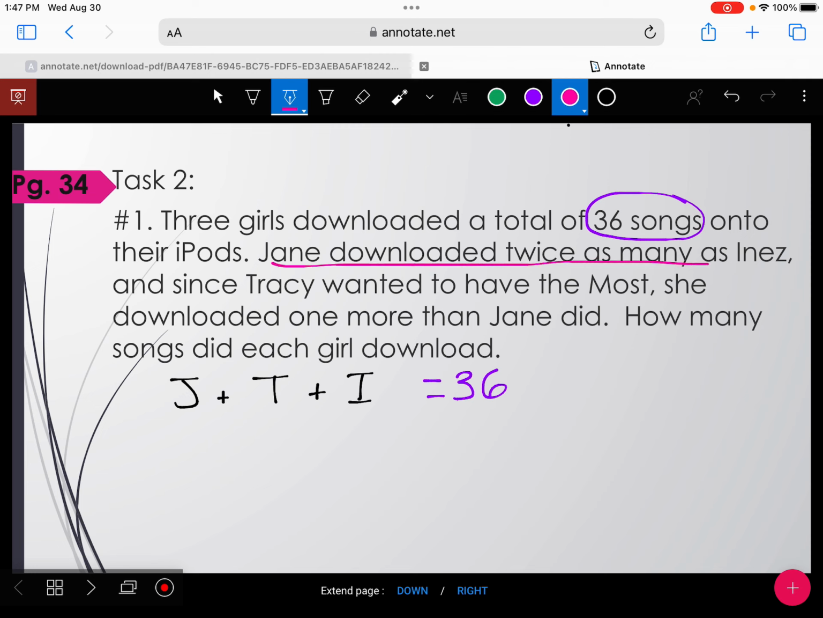Jane downloaded twice as many as Inez. How can I write that mathily? Two times what? We could use X, or since I've already put it here, 2 times Inez, right? Twice Inez. So Jane downloaded twice as many as Inez. So whatever Inez had, if we times that by 2, we get however many Jane has.